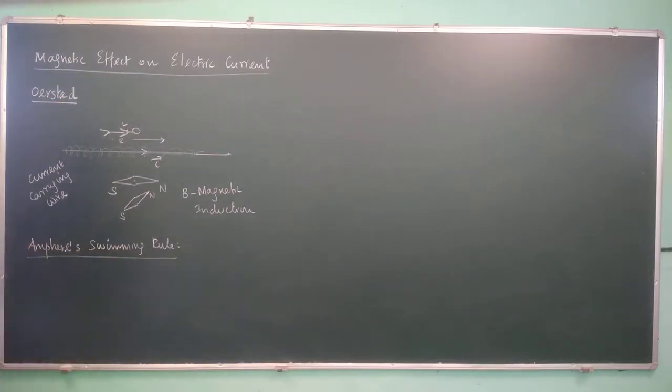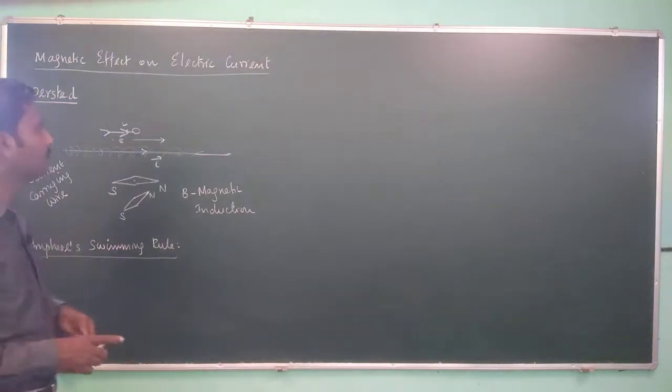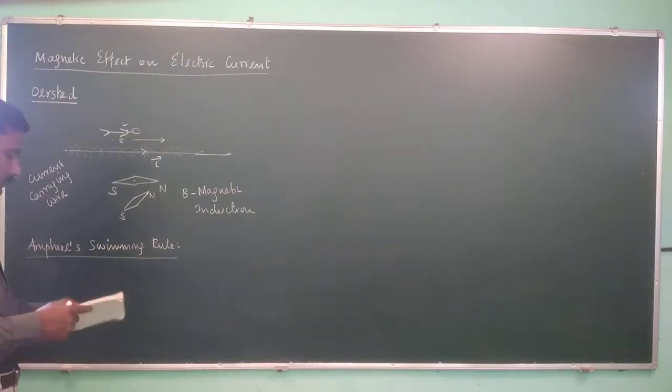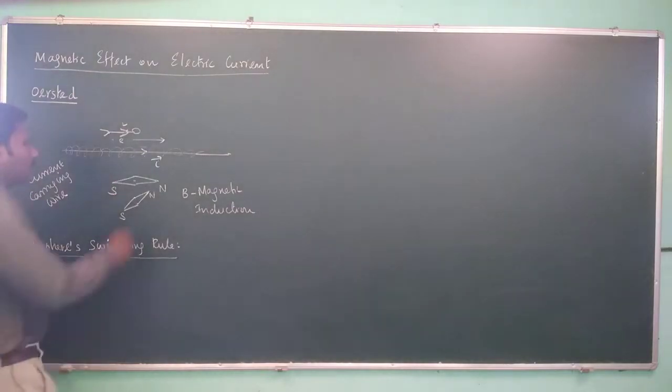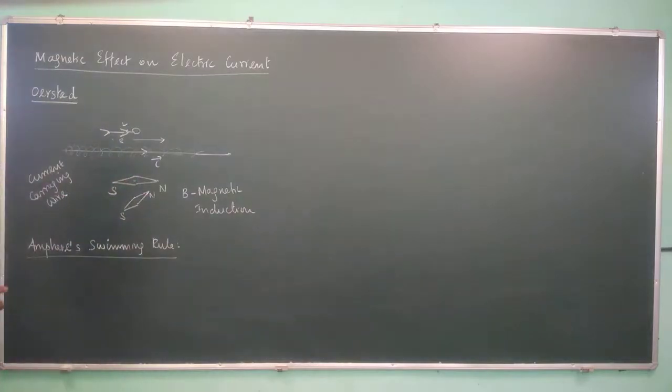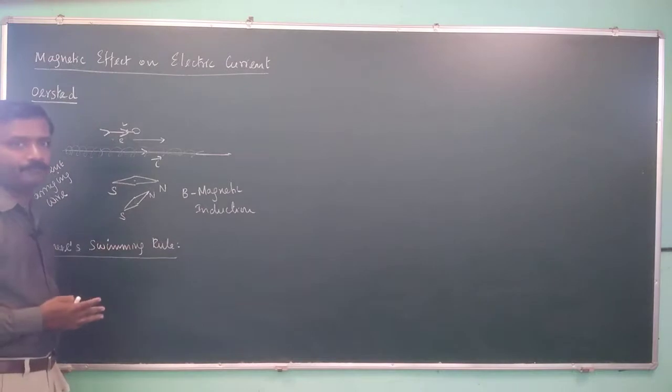So this is the background of how the magnetic needle, which is placed outside the current carrying conductor, gets deflected. Because of the deflection we can draw many applications, and we are going to see some of them. But before that, this pivoted magnetic needle which is getting deflected means something acts upon it.